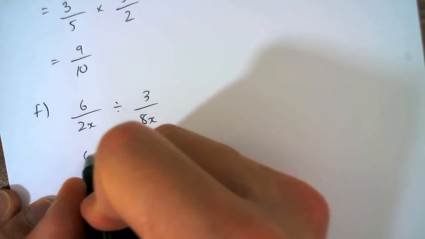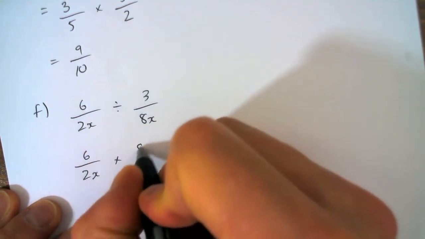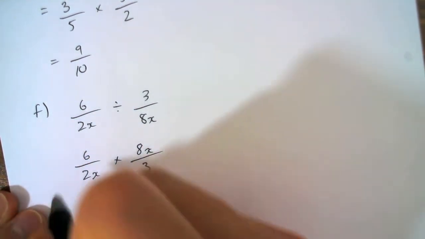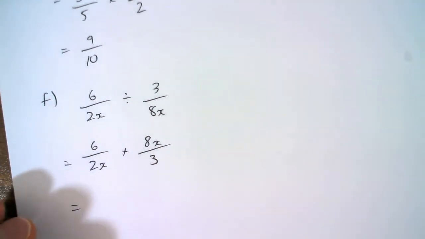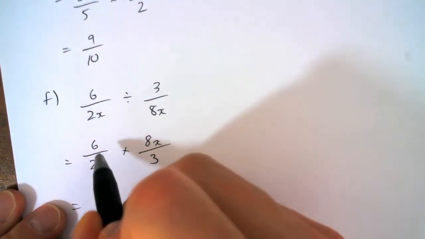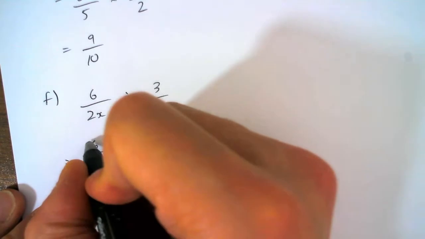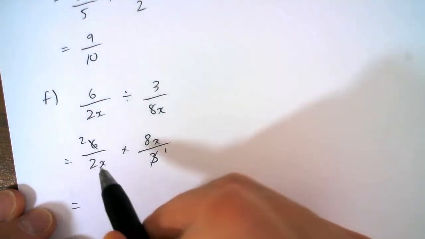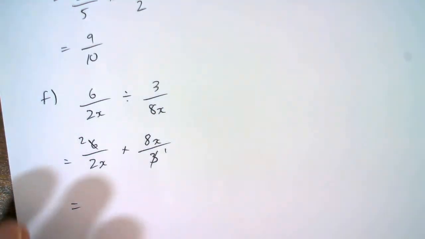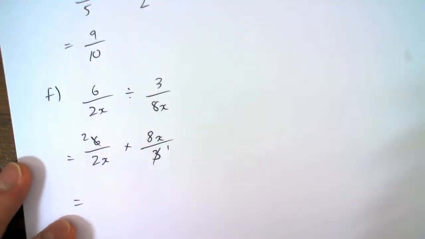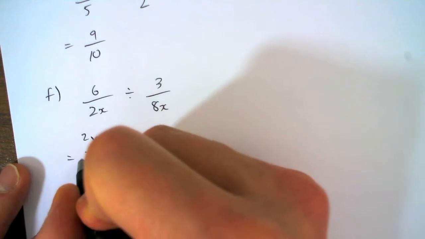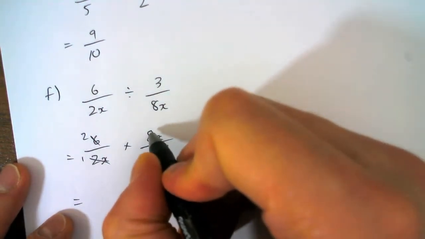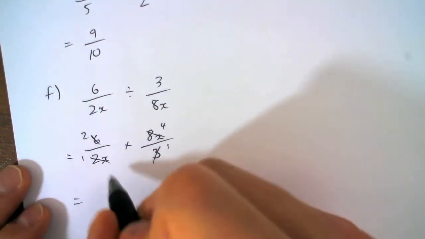So we're going to multiply by the reciprocal. And we can divide the 6 and the 3 by 3, leaving 2 and 1. We can divide the 2x and the 8x by 2x. So that's going to leave us with a 1 here and a 4 here.